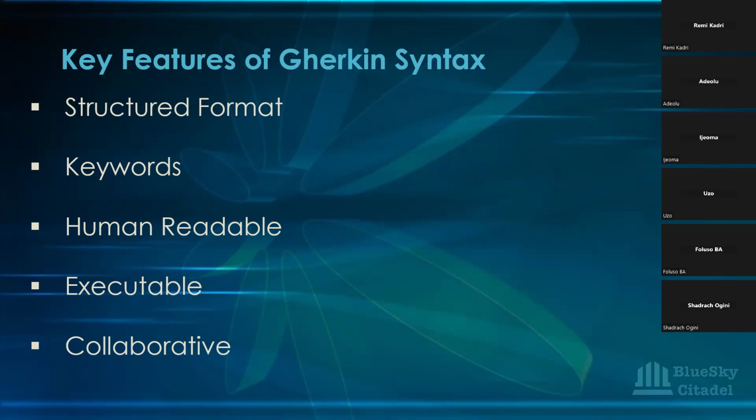Gherkin is executable. So for testers, automation testers, it can be associated with automation code. So the testers can use this to do their testing and automation, and it allows each of these scenarios to be executed as tests. These automated tests help ensure that the software behaves as specified within each of those Gherkin descriptions.